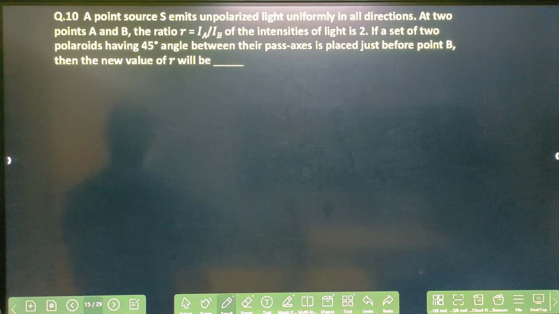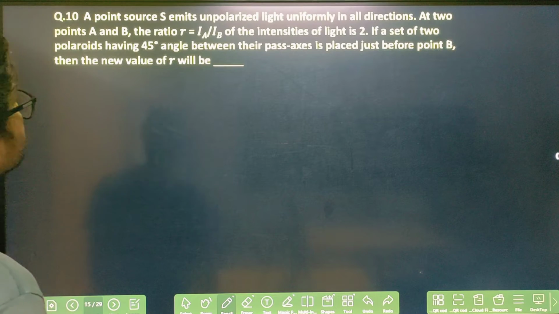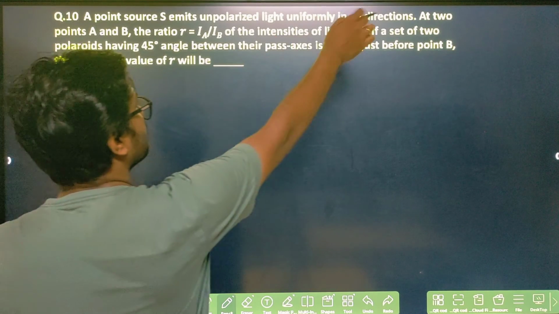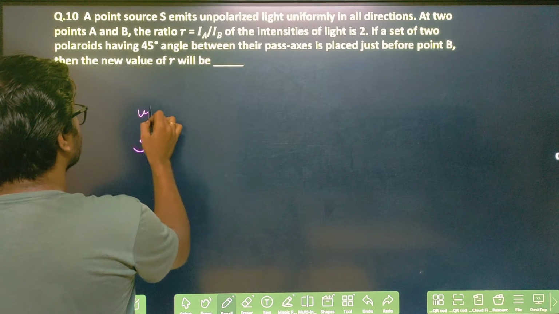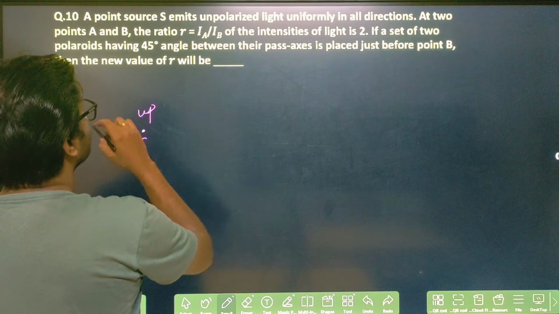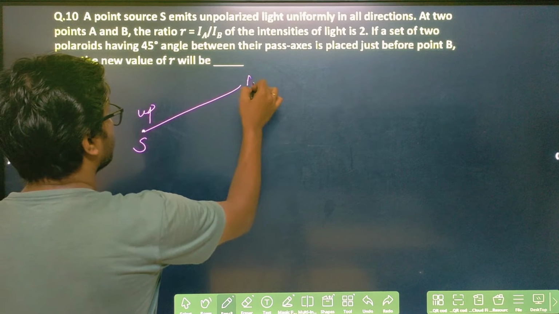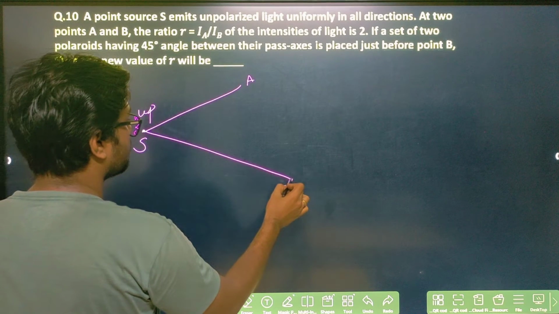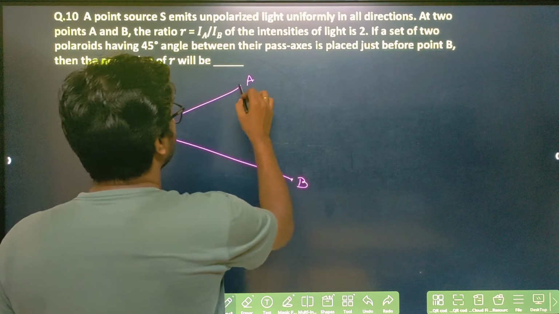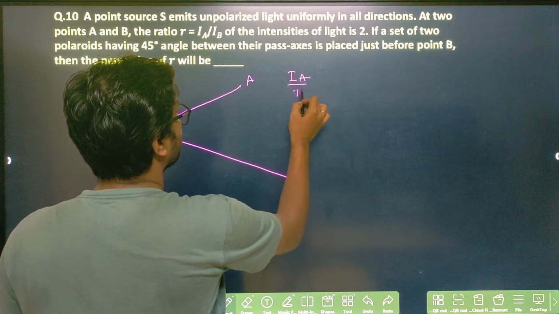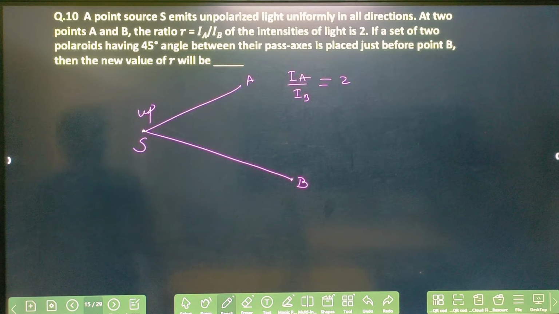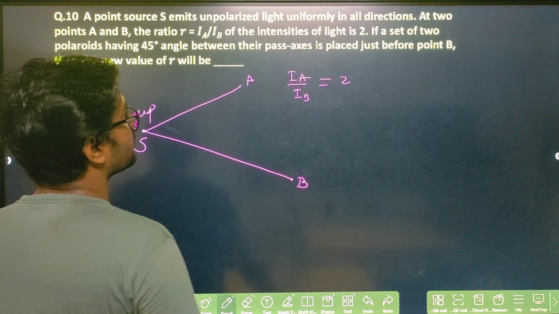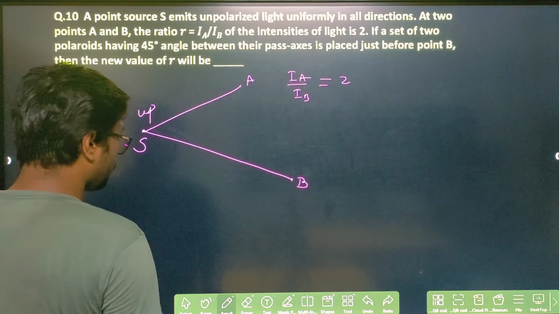Now 10th number question. A point source S emits unpolarized light uniformly in all directions. At 2 points A and B, this is your S, this is your unpolarized light, and let's say this is your point A, and somewhere here it is B. So the intensity IA divided by IB is coming as 2. Clear? If a set of two polarizers having 45 degree angle between their pass axes is placed just before point B, then the new value of R.